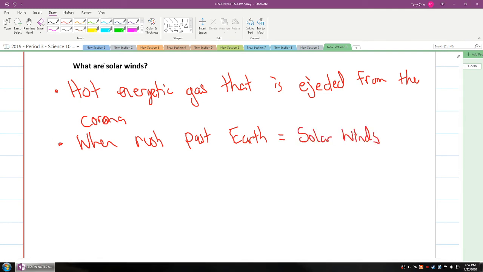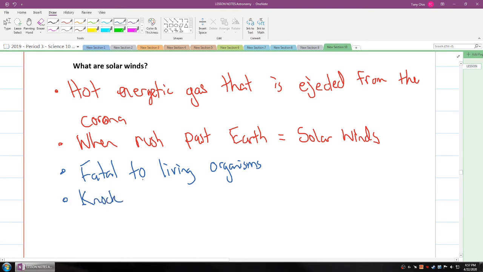And these solar winds can be fatal to living organisms. Not only that, but they can also knock out electronics because of the amount of energy they have. They're what we call EMPs, you can think of.